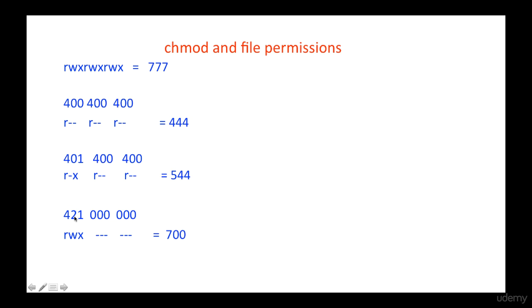Here it is 4 plus 2 plus 1, which is 7, and then no permissions for group and others, this is 00.